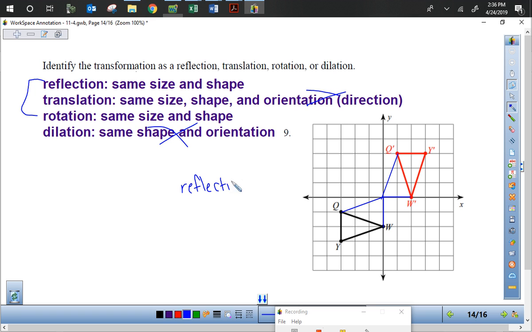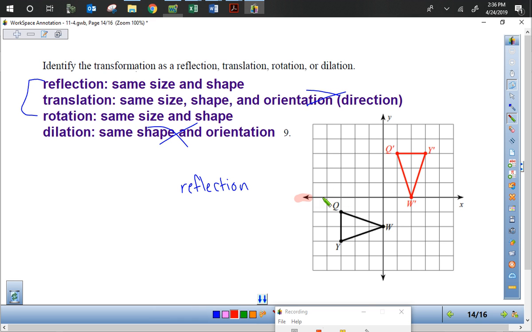Now, with the reflection, we want to think, where could we draw a line to split this picture in half so that when we fold it, the pictures will line right on top of each other? Okay? So our options, remember, are the x-axis, the y-axis, y equals x, or y equals -x. So I'm just going to walk you through those really quickly.